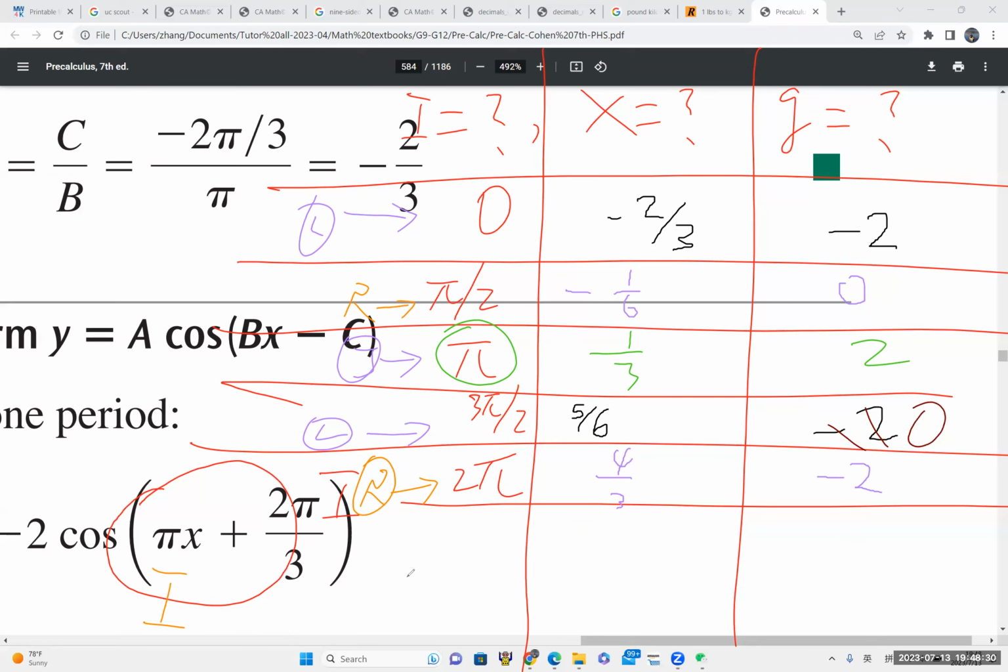So do you guys get this point? To draw this, we just need 5 key points. These 5 key points just mean when the input for cosine is 0, half pi, pi, 3 pi over 2, then finally 2 pi. It's the 5 key points we want, which definitely show the maximum value and minimum value. Okay, you can take a screenshot for this.